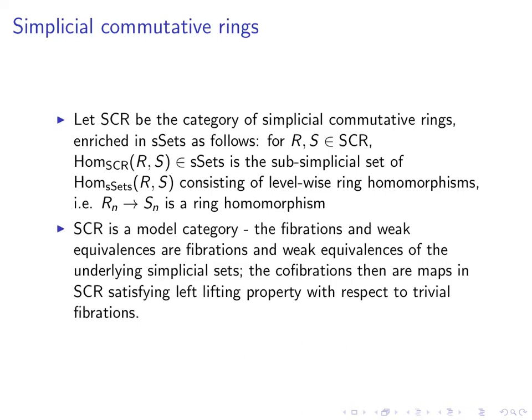Okay, and then the category of simplicial commutative rings is a model category. The fibrations and weak equivalences are those from the underlying simplicial sets, and the cofibrations are then maps in simplicial commutative rings that satisfy the left lifting property with respect to trivial fibrations.